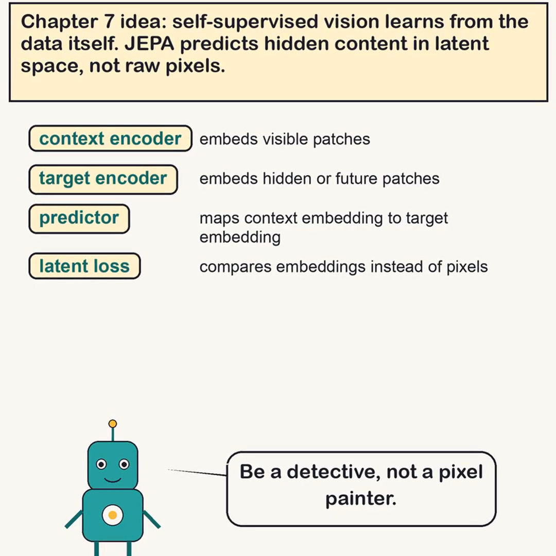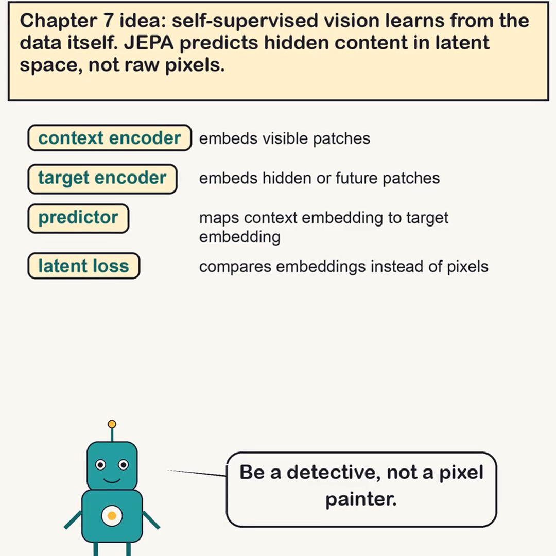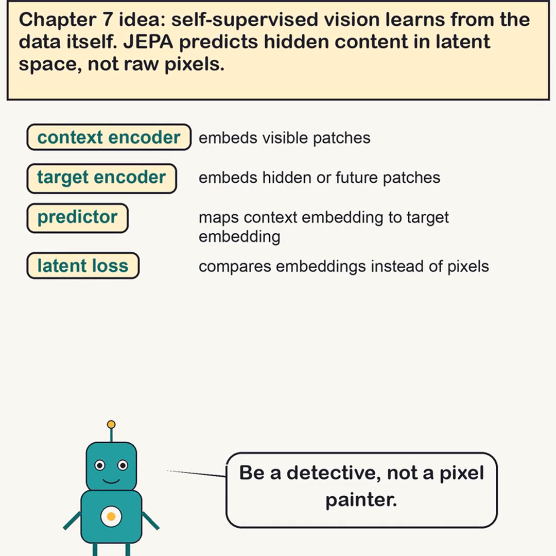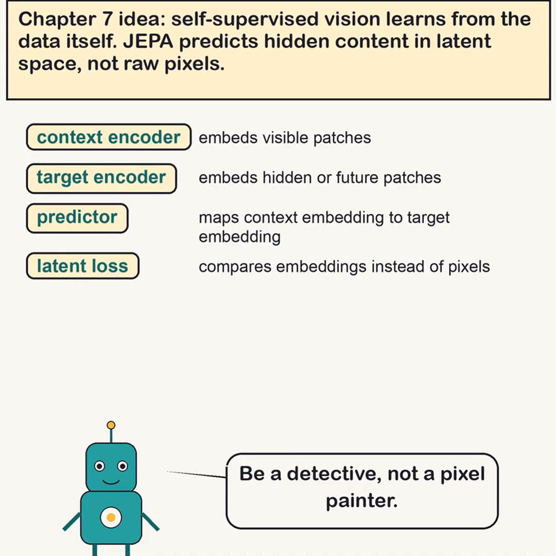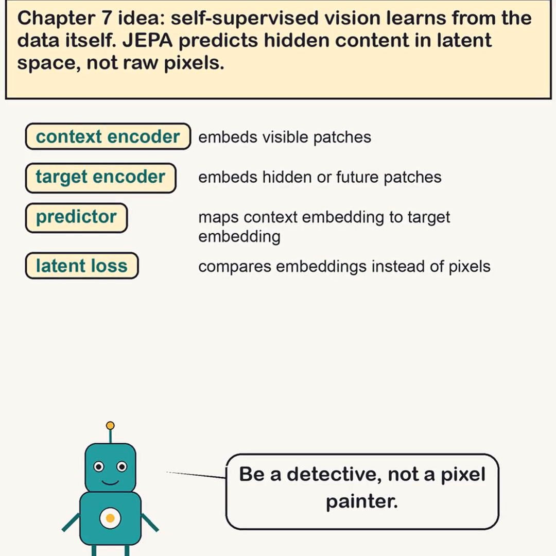Real-world analogy. Self-supervised latent prediction is like a detective describing the hidden half of a photo instead of repainting every leaf. Be a detective, not a pixel painter.